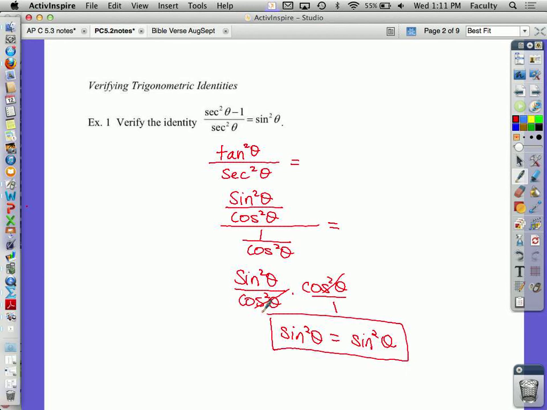So on the worksheet, are we allowed to work both sides? Yes. You just cannot do something to the left and the right side. Like you can't multiply, you can't add. But you can work the left side a little, the right side a little, and say, hey, they're the same. I'm going to show you that today.